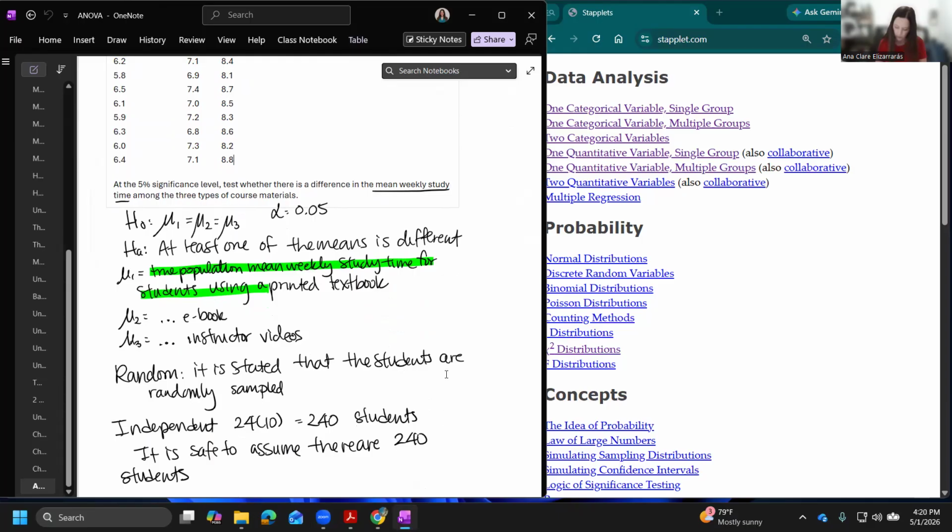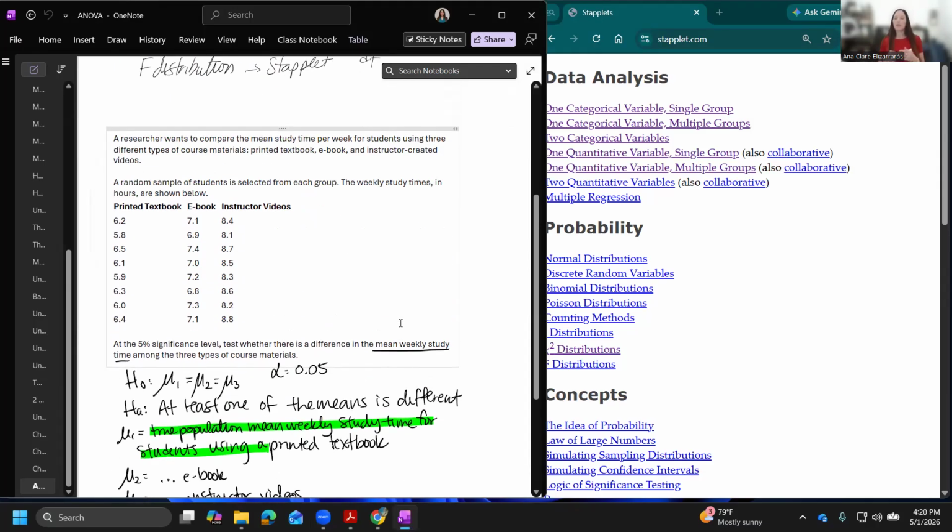And then when we get to the large counts condition for means, I am going to scroll back up. I can meet this in 3 ways. One way is that the population is stated to be normal, but nowhere in this problem am I told that. Our sample size could be at least 30. These different groups do not have 30 in them. So I need to graph the data. In order to do both the large counts and the equal standard deviation, equal variance condition, we need to look at the data.